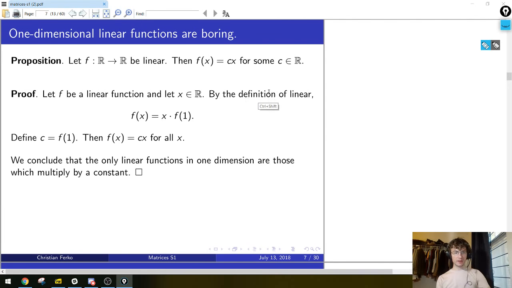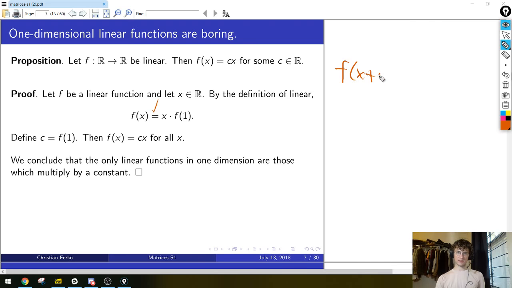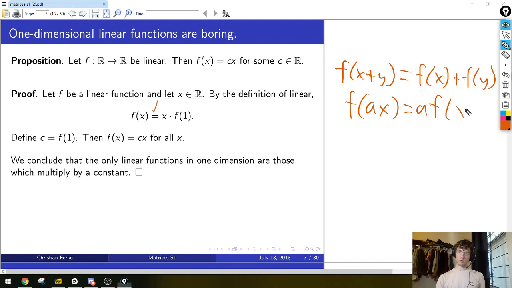Good, okay. So let me ask either of you, whoever wants to answer. The key step here was this equality. Which property of linear functions did I use to claim f of x must be the same as x times f of 1? Maybe I should rewrite them in case you forgot. The two properties, if f is linear, are that you can distribute f over addition, and that if you multiply two numbers inside, you can pull one of them out.